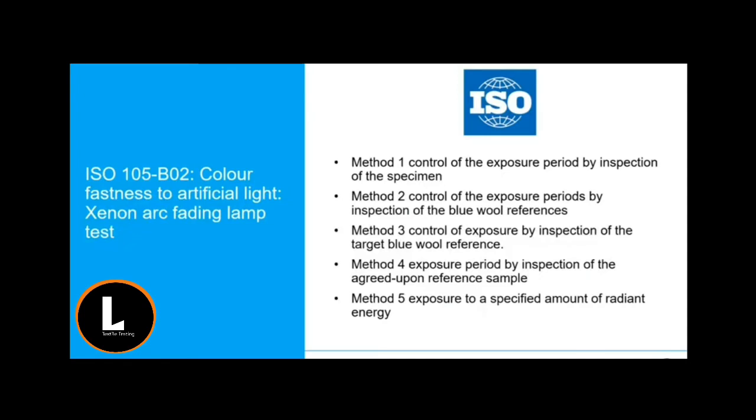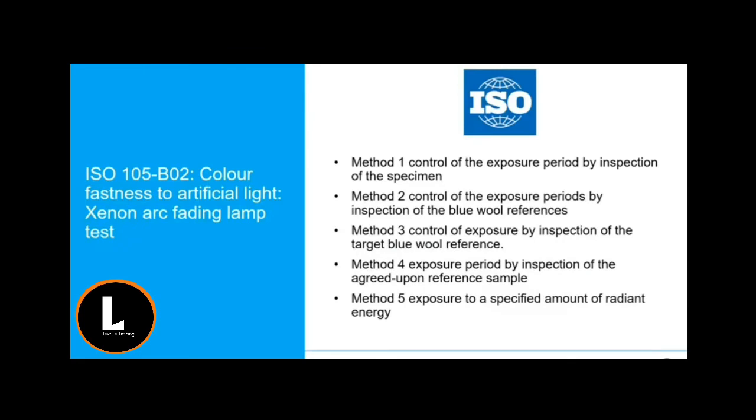So this standard has 5 test methods, which you can see on the screen, and 3 climatic conditions. And these are A1, which is a temperate zone with normal humidity, A2, which is a dry zone with extremely low humidity, and A3, which you can probably guess, is semi-tropical with extremely high humidity.